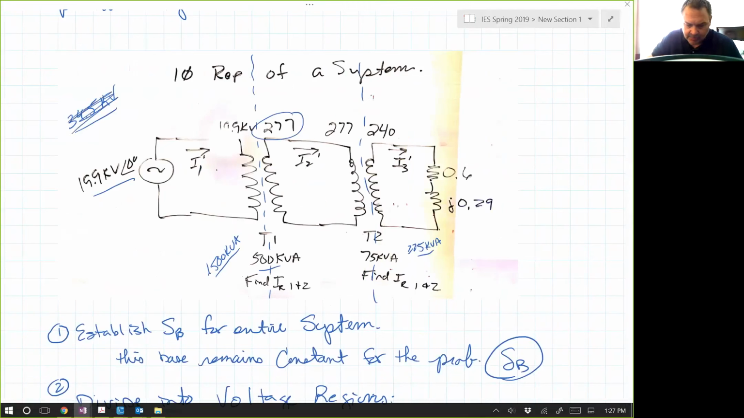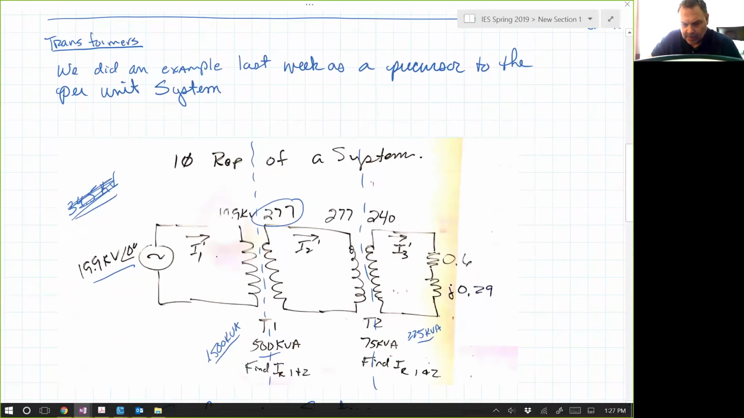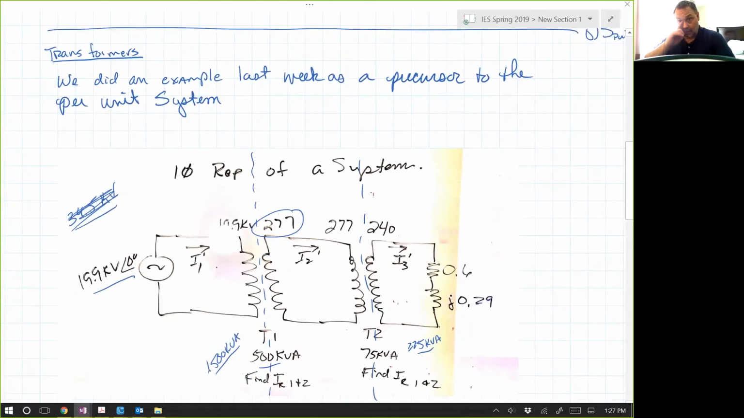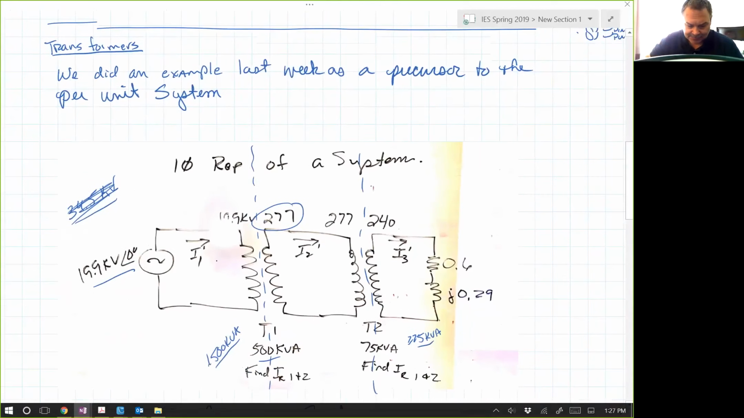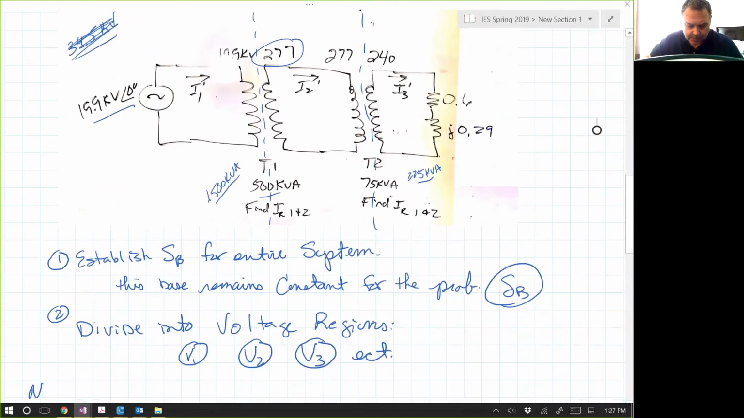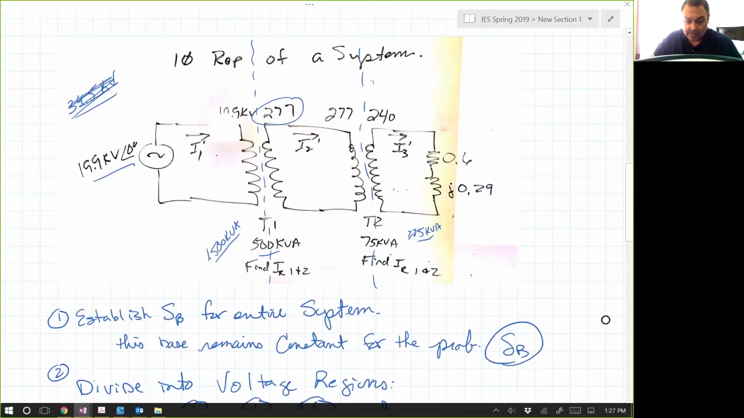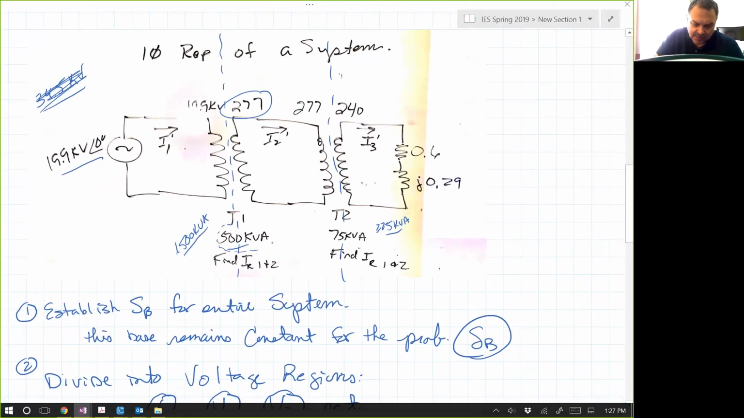Now, when we're going to use the per unit system, and this is not my complete process for using the per unit system, but it's the first two steps. What you do is you establish an S base for the entire system. Okay. When you do that, this base remains constant for the entire problem. Now, what you normally do is you choose one of the pieces of equipment.